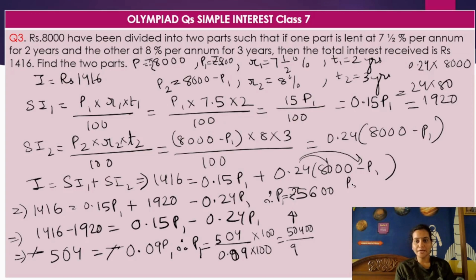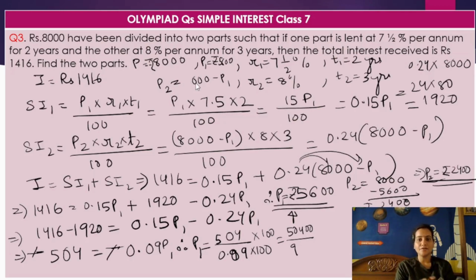Now we can find the value of P2 as well. P2 will be 8000 minus P1. P1 is 5600. So if you subtract, you get 0, then 10 minus 6 is 4, and here 7 minus 5 which is 2. So P2 is equal to rupees 2400. So these two values have come out, P2 and P1. Let's remember, P1 value is 5600, P2 value is 2400. If you add them up you get 8000, which means the answer is correct.